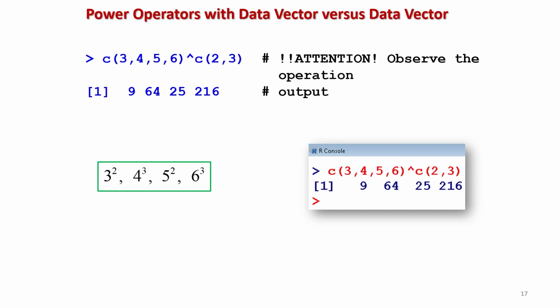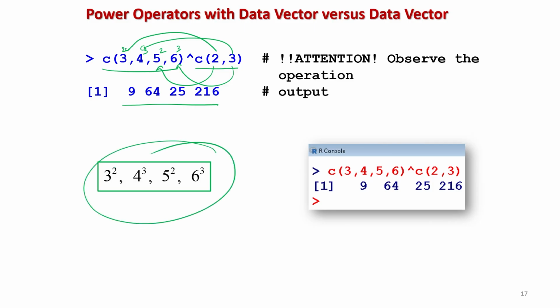And similarly, if you try to take 2 data vectors, and they are of exact multiple lengths, the first data vector has 4 values, the second data vector has 2 values. So, c(3, 4, 5, 6) and ^c(2, 3). So, this 2 and 3 will come here: 3 squared, and here 4 cubed, and once again 5 will become 5 squared and 6 will become 6 cubed. So, this will be 9, 64, 25, 216 through this operation.